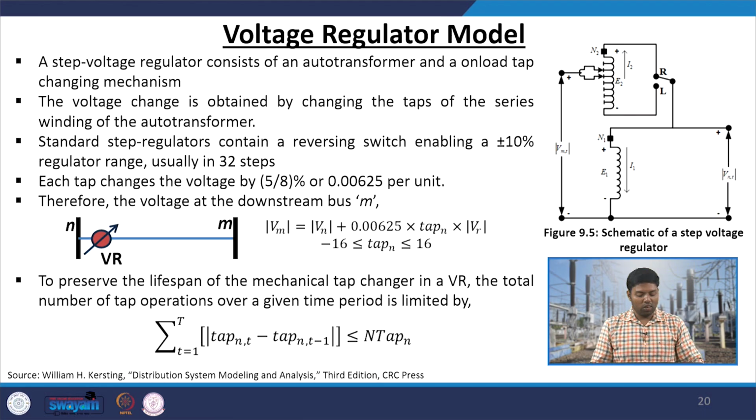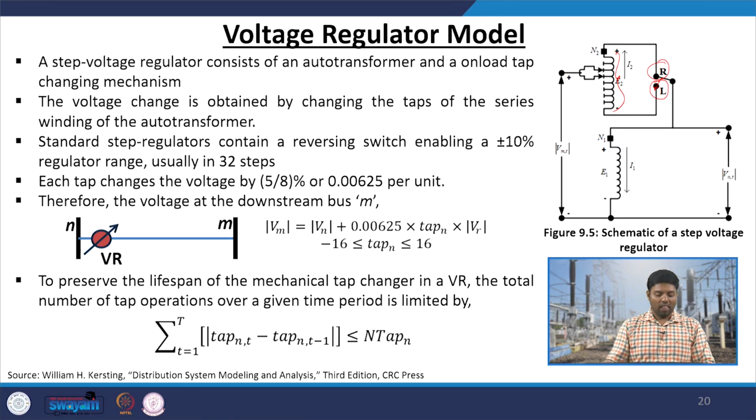So, majorly two devices are used to keep the voltage level constant in your circuit. The first one is the voltage regulator, which is actually an auto transformer with a tap changing mechanism. Normally 32 taps are there, 16 taps for raising the voltage and 16 taps for lowering the voltage from the nominal value. There are two ports, R and L. If it is connected with R, then with these 16 taps you can increase the voltage by a certain amount. If it is connected with L, then you can reduce the voltage by a certain amount.